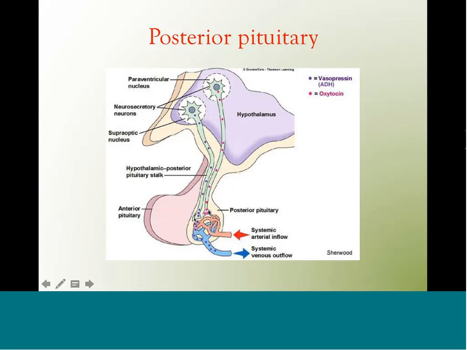It again gets released in the posterior pituitary and goes out of the venous outflow of the pituitary while the blood goes into this posterior pituitary over here, and that's how the hormones are released. So any damage to the posterior pituitary, the stalk, or the hypothalamus has the potential to give defects in oxytocin and vasopressin.